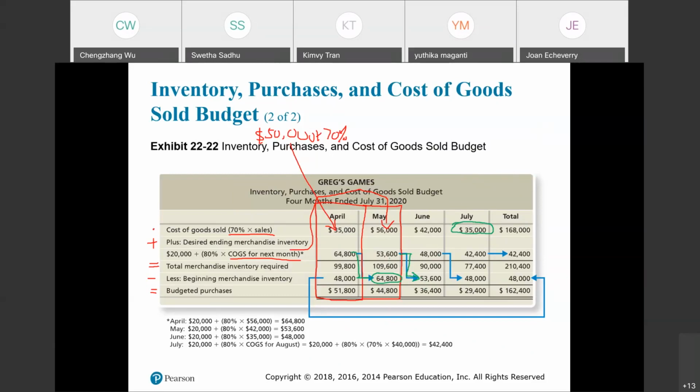Now I'm going to mute you. Thank you, very good. This is the inventory purchases and cost of goods sold budget for a merchandising company.